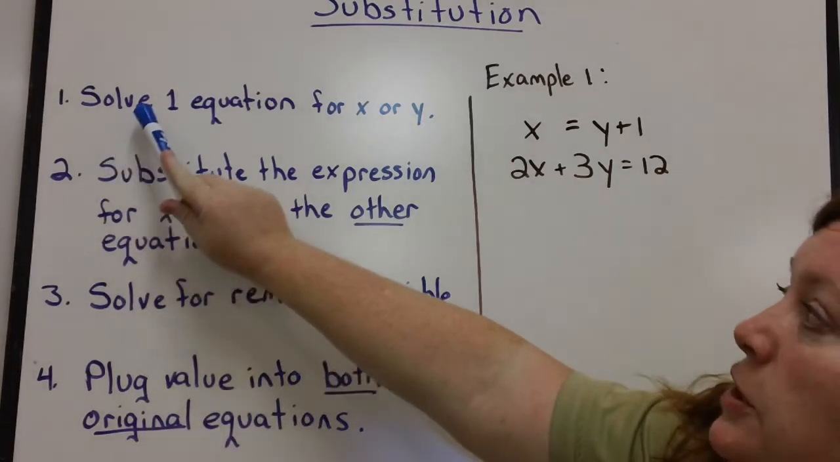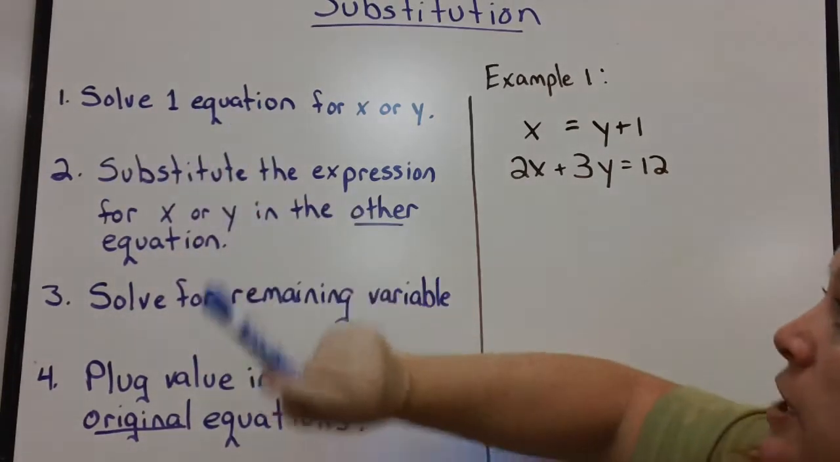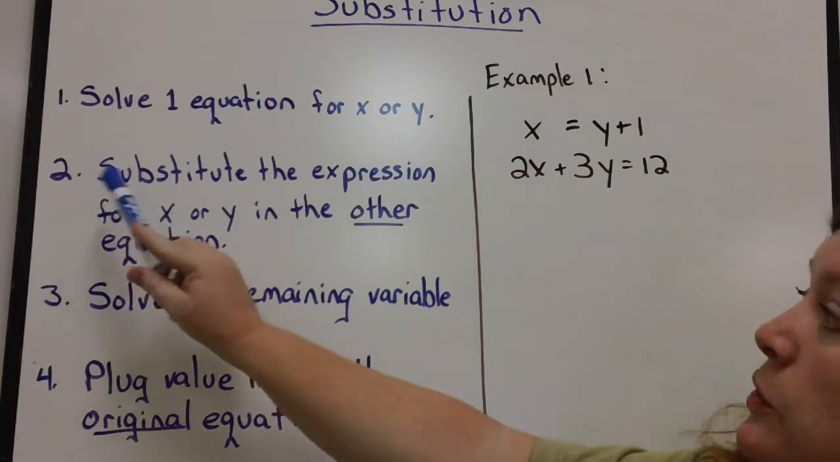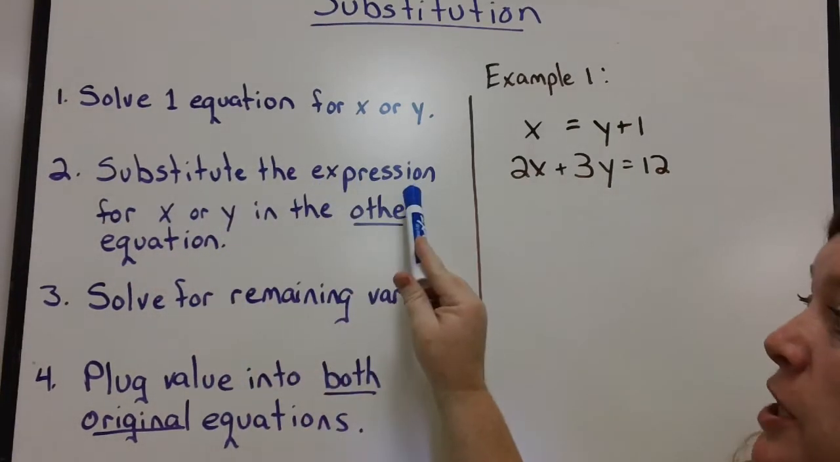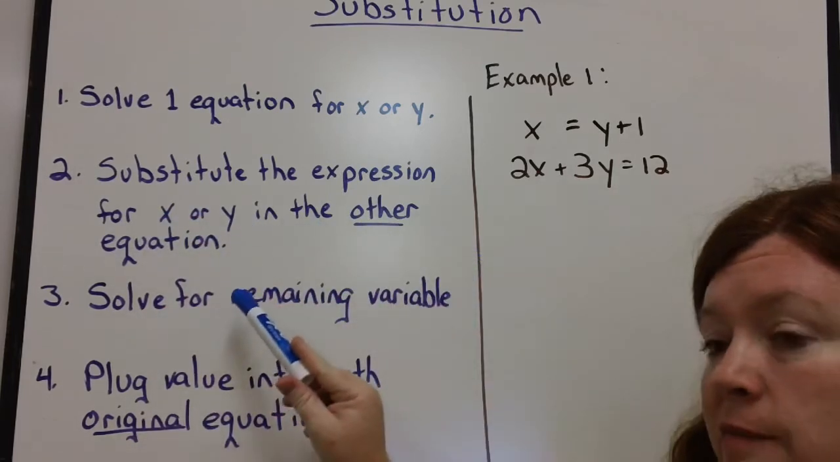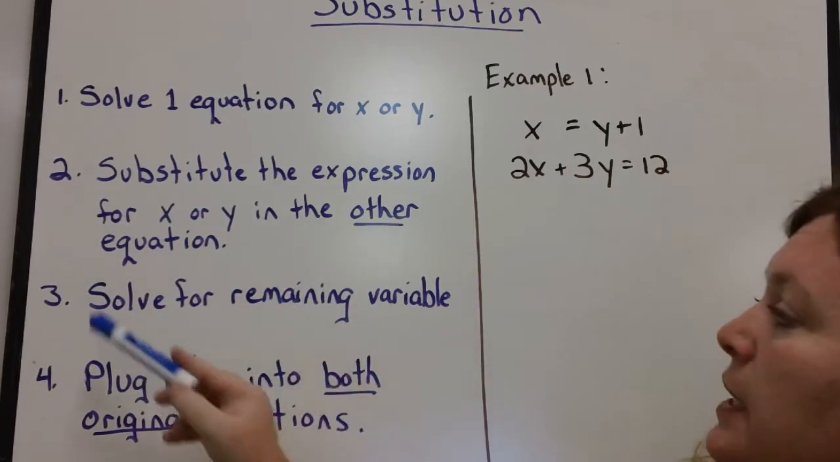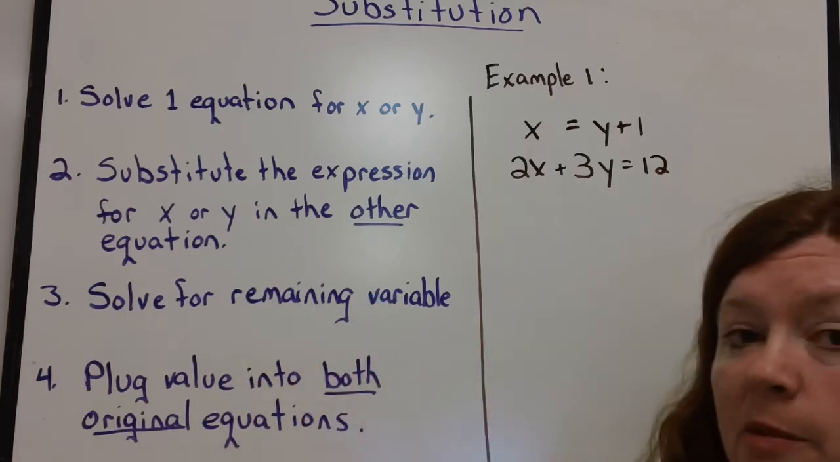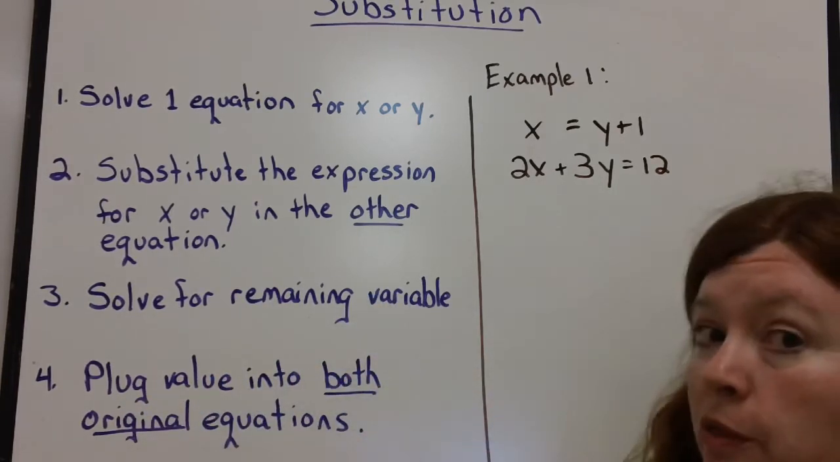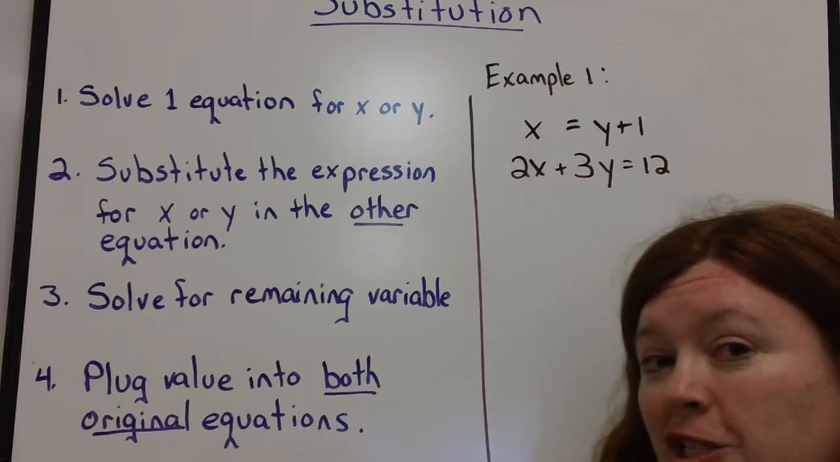Step 1, solve one of the equations for either x or y. Step 2, substitute that expression in for x or y in the other equation. I'll explain it in just a moment. Number 3, solve for the remaining variable. And step 4, plug that value into both original equations.